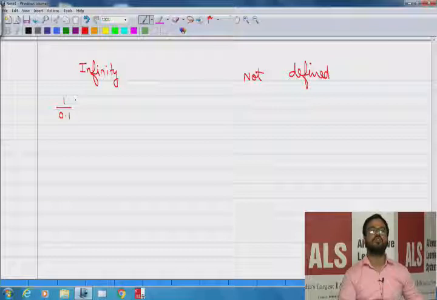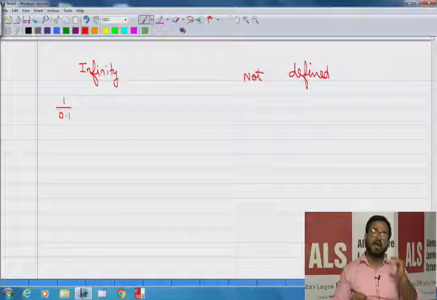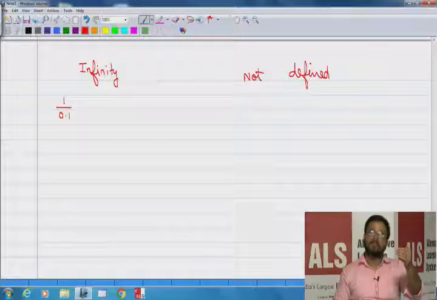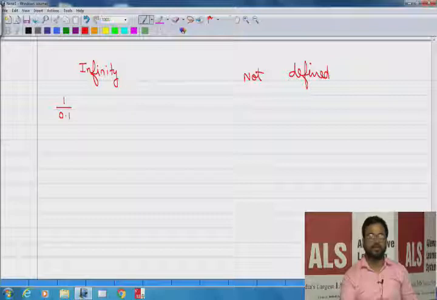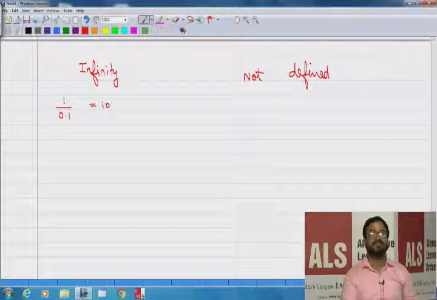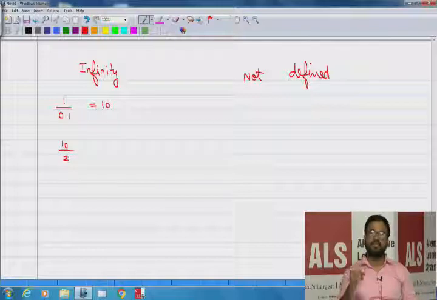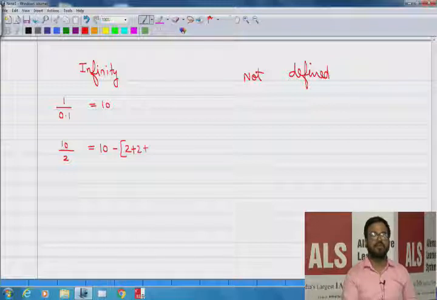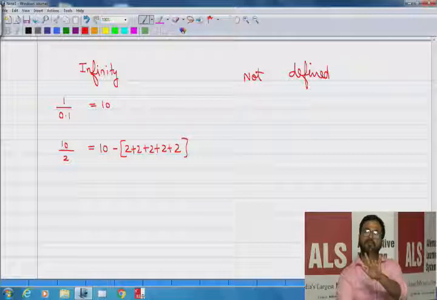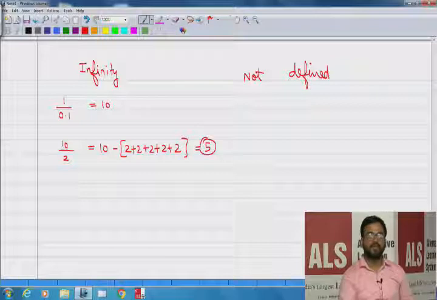So 1 upon 0.1 basically means how many times you will add 0.1 to make it equal to 1. So that is 10 times. Or if I say 10 divided by 2, we all know that is 5. But the basic meaning is how many times we will add this 2 to make it equal to 10. So we will add this 2 five times to make it equal to 10. That's why the answer is going to be 5.